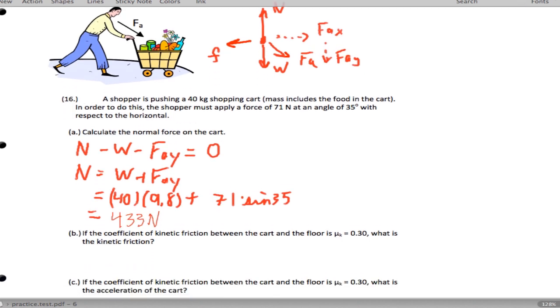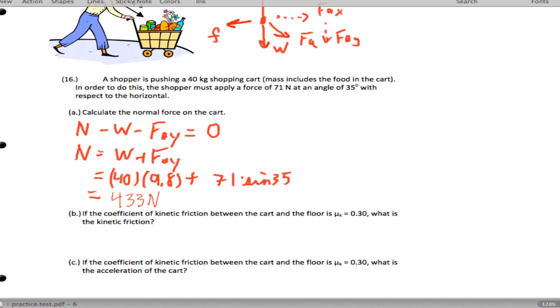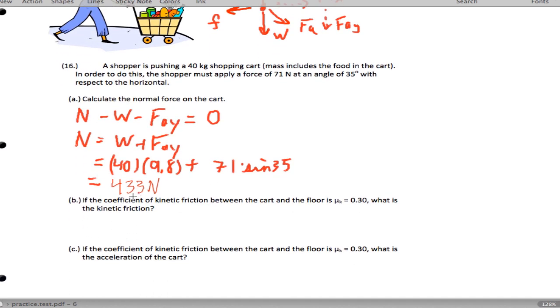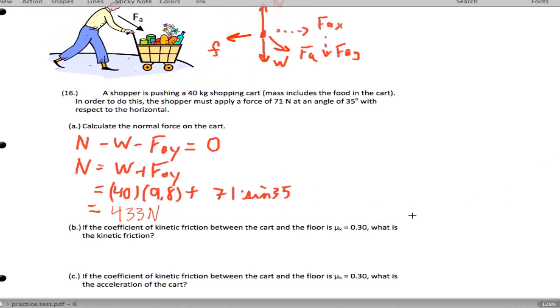Now let's continue in a similar vein. The coefficient of kinetic friction between the cart and floor is 0.3, so we want to get the kinetic friction. So we're going to set up the equation in the x direction. To get the kinetic friction force, we know that the friction is going to be mu times the normal force. And that's going to be 0.3 times the normal force which we got before, which is 433 newtons. And when we calculate that number, we're going to end up getting 130 newtons.